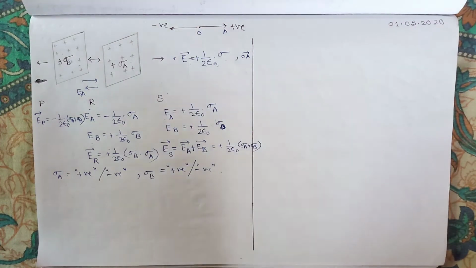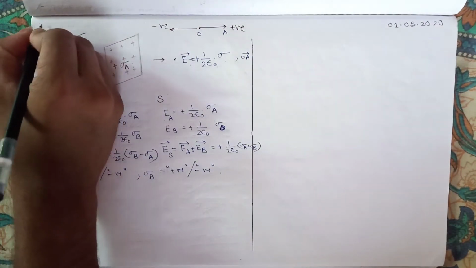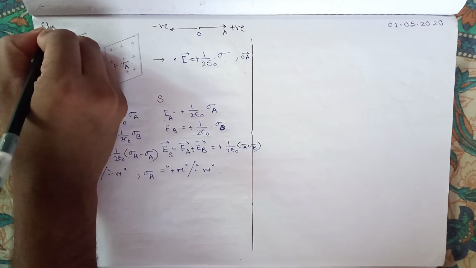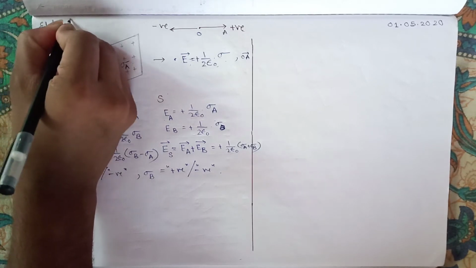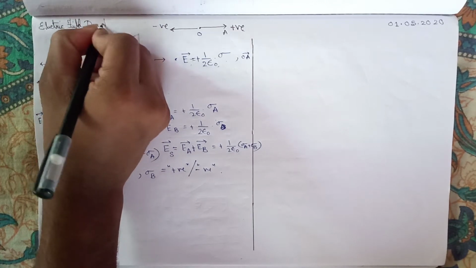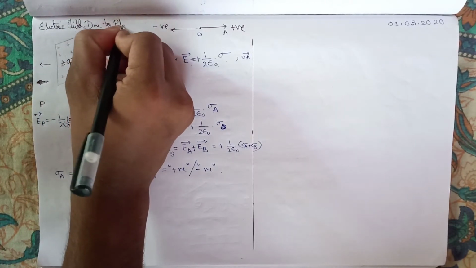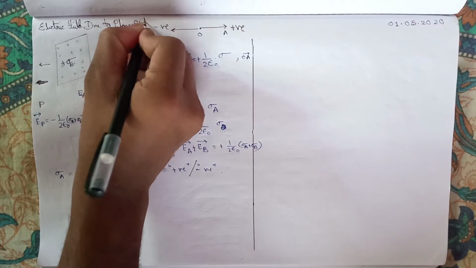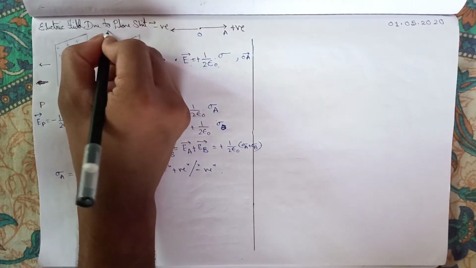Next we will move to the electric field due to a plane sheet. And what is the condition? The condition is that it is infinitely thin.